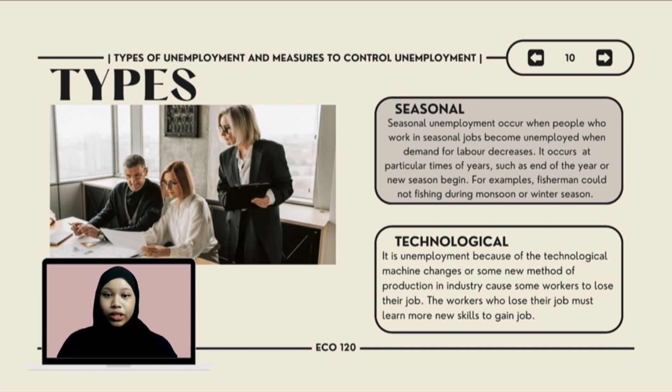Next is technological unemployment. Technological unemployment happens because of the development of technological machines or some new method of production in industry that causes some workers to lose their jobs. For example, the cutting machine replaced the worker to do the cutting task. Hence, workers who lose their jobs must learn new skills to gain a new job.